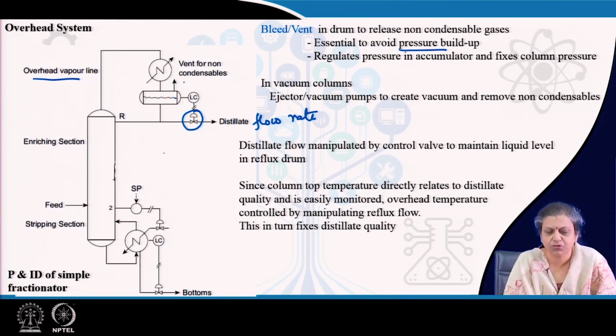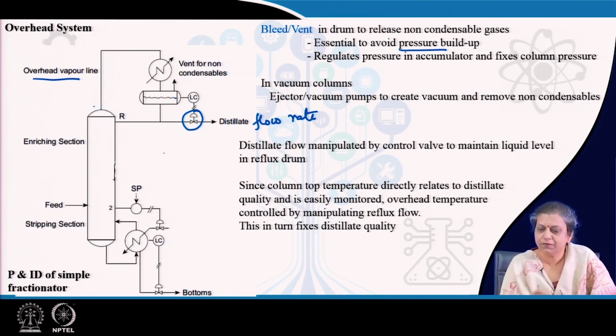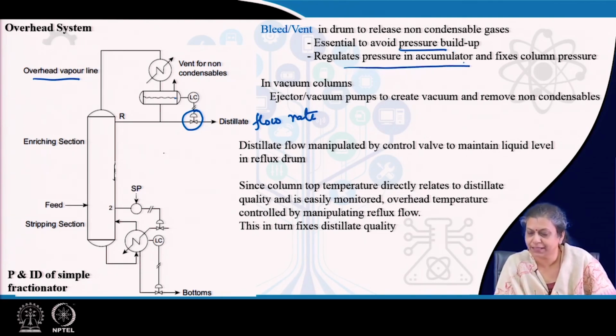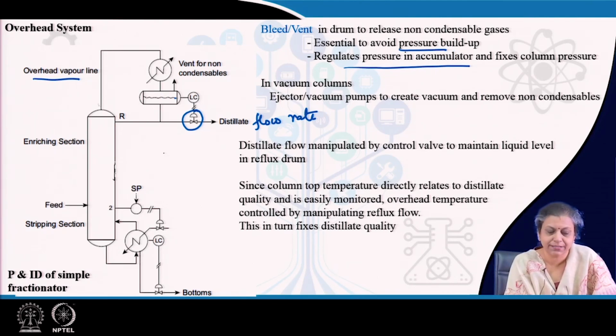In the condenser also the pressure drop is very less. So, therefore, what we do is that normally by regulating the bleed, we control the column top pressure. So, the purpose of the bleed is twofold. Firstly, as I have said, it avoids pressure build up, and the other important thing is it regulates the pressure in the accumulator, and therefore, as a result it fixes the column pressure here.